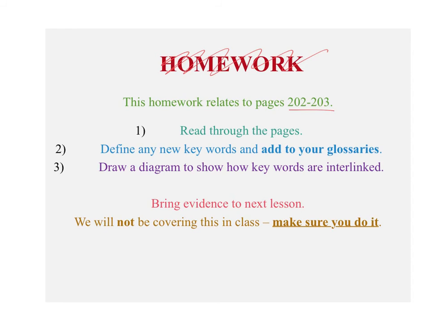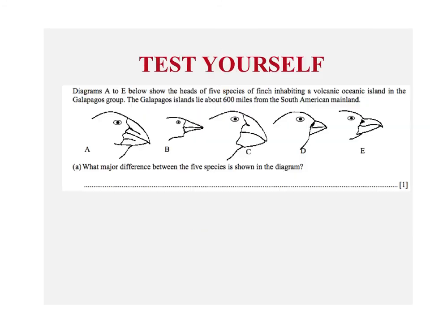And then a diagram to show how keywords are interlinked. So things like gene pool, allele frequency. A bit like if you do chemistry, you put the reagents and the conditions on the arrows. You can just draw links between those keywords in a nice big flow to show how words relate to each other and how you could link them in a sentence.